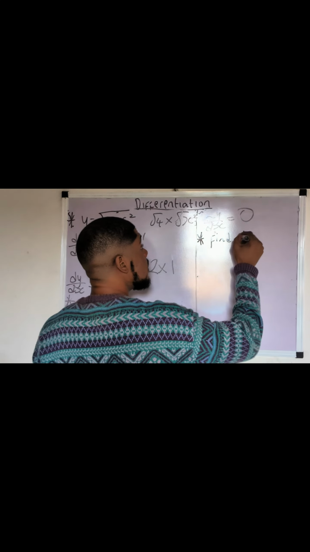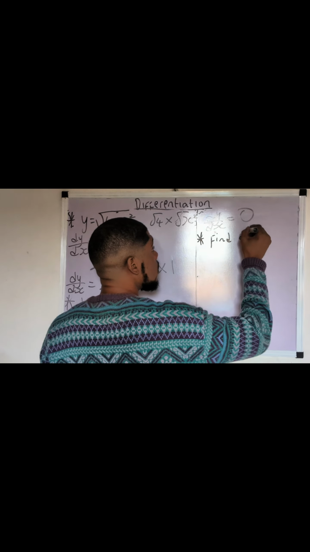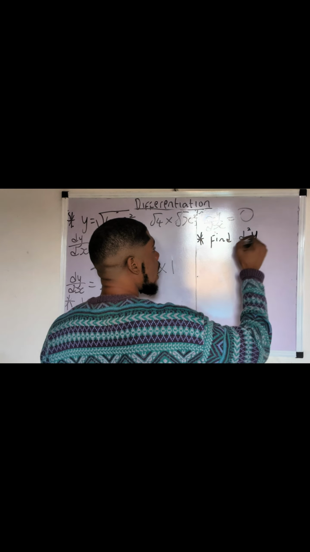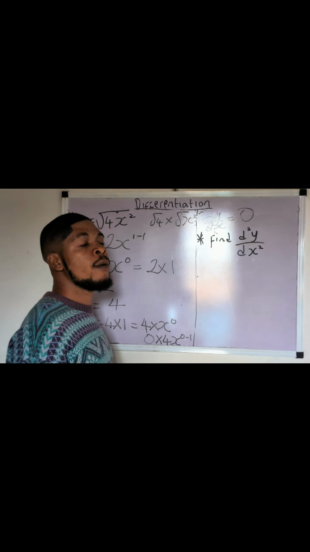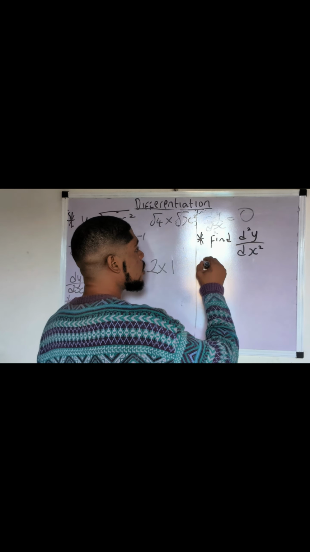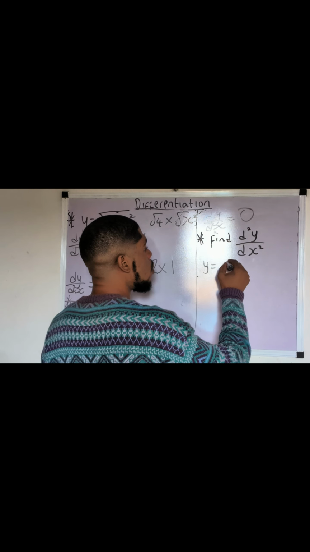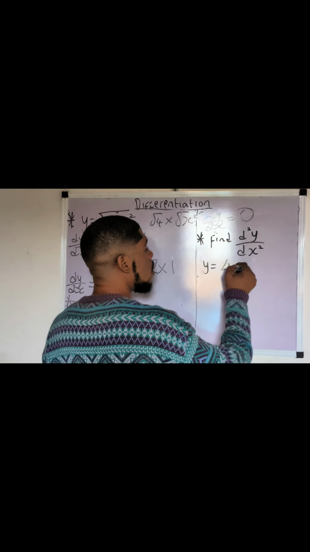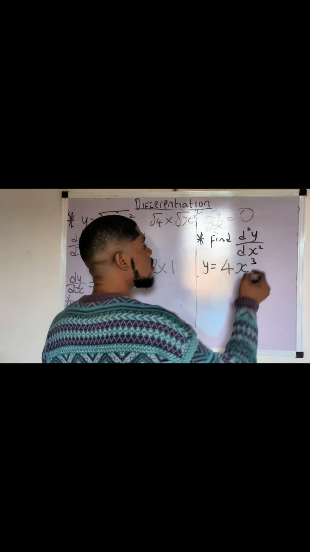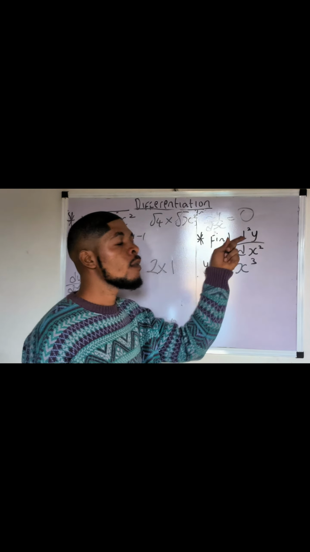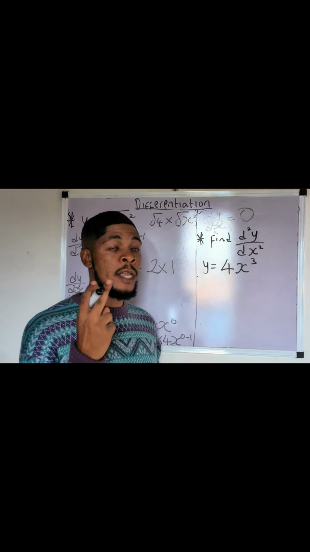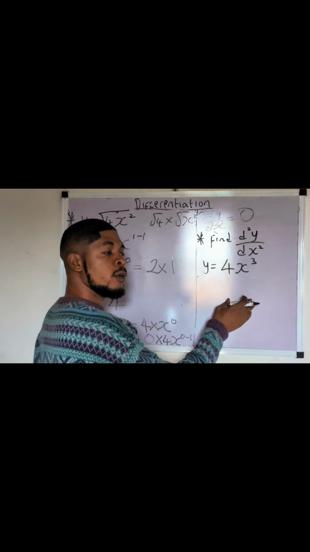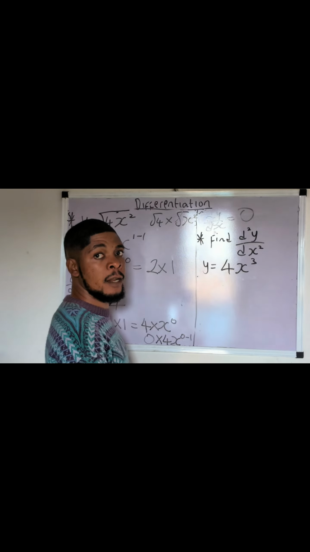Now, lastly, there are some situations where they will give you: find the second derivative, d squared y over dx squared, given that y is equal to 4x raised to power 3. Now, what does this mean? This simply means differentiate 2 times. So differentiate this first. When you get the answer, then differentiate again.